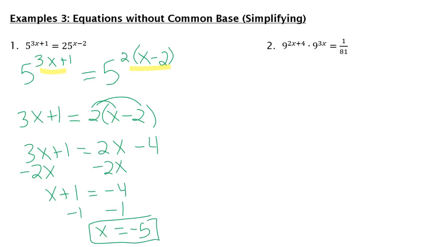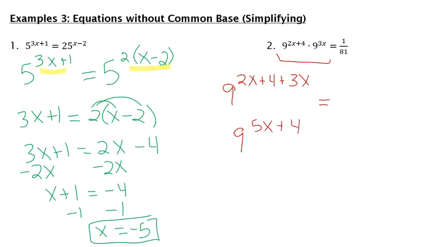For our last question, if we look at the left-hand side, we have like bases. So I'm going to go ahead and add those together. So 2x plus 4 plus 3x. And so on the left-hand side, we're going to get 5x plus 4.